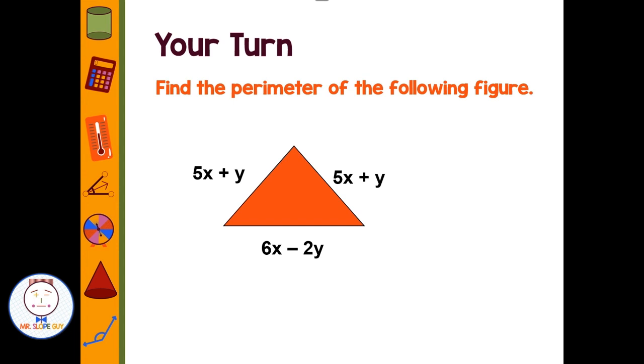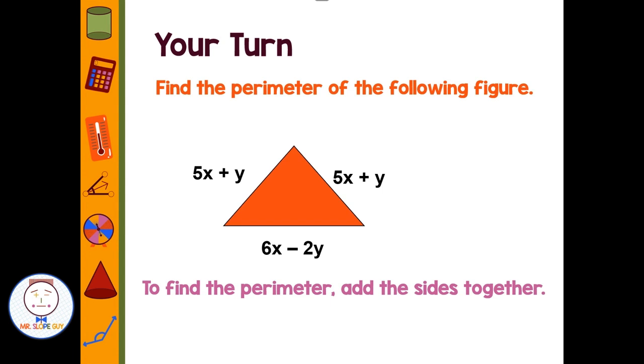All right, welcome back everybody. Hopefully you guys had good luck. To find the perimeter of a triangle, we're going to add up all three sides. We're going to add up the 5x plus y, and 6y minus 2. And when we add up all the x's, I get 16x, and I add up all the y's, they are zeros. So the y terms will drop out and give us a perimeter of the triangle of 16x.